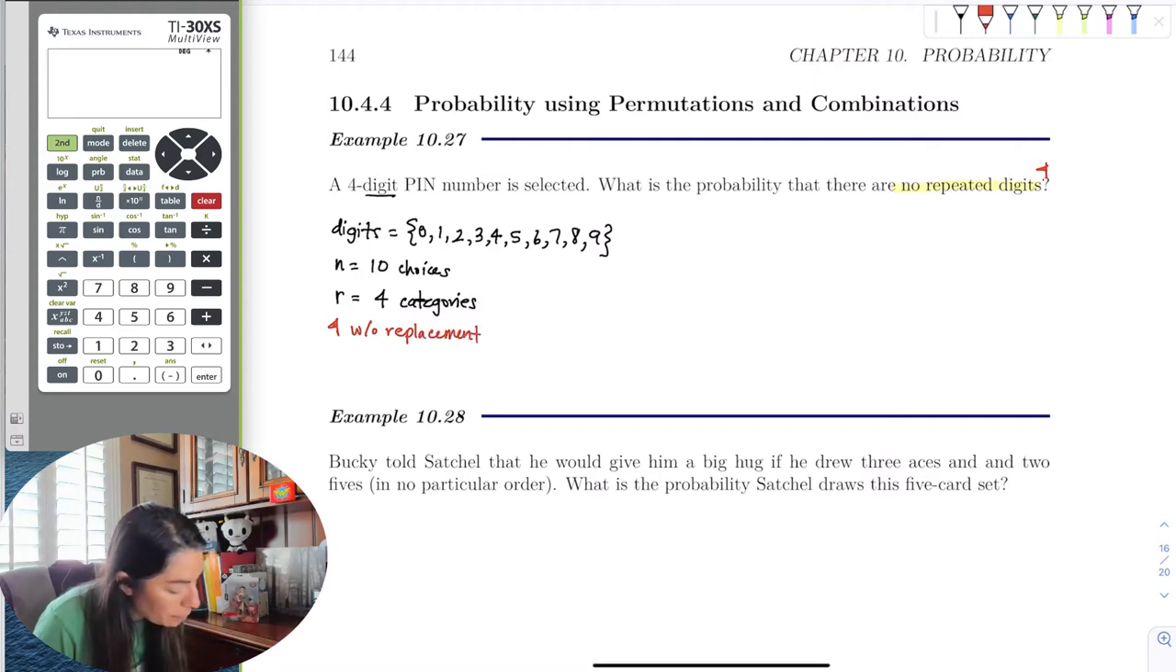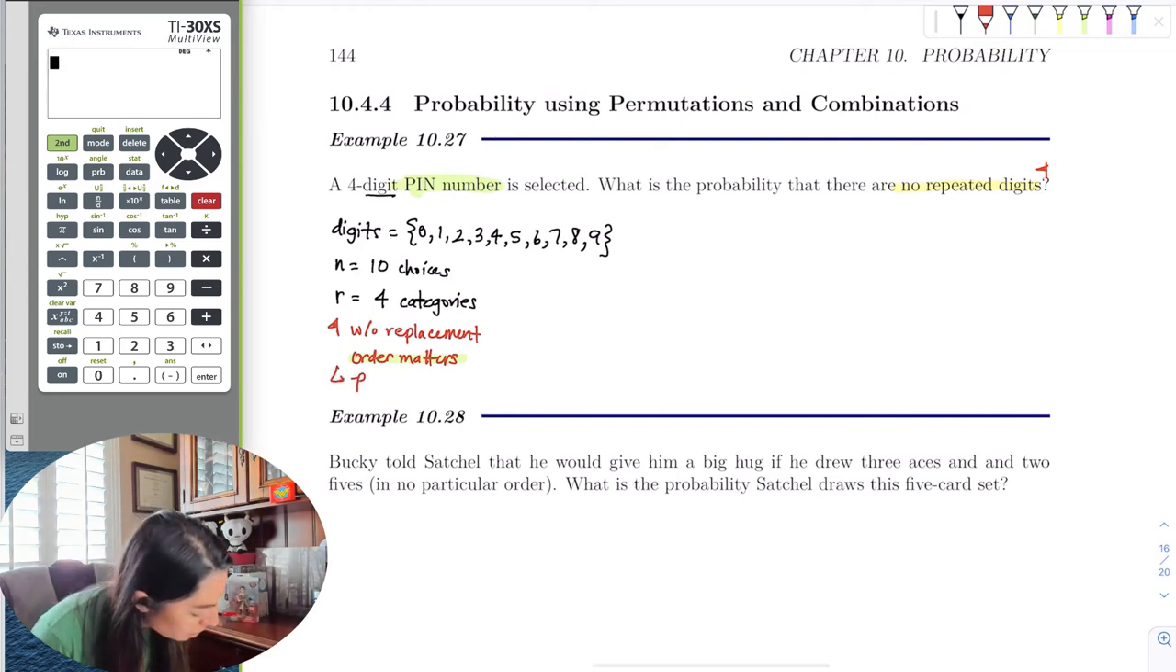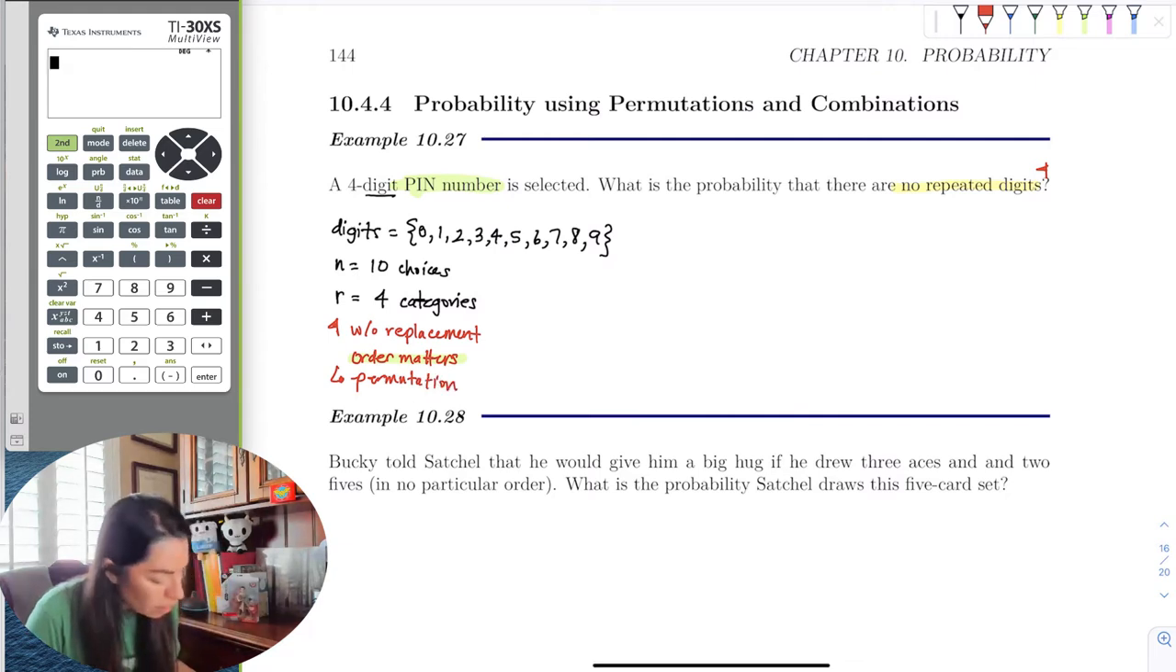And the fact that it's a PIN number, meaning a password, means that order matters. So we have choices, we have categories, we have without replacement, we have order matters. This is going to be an order-matters, permutation problem. So we know now this is going to be a permutation. Now that we have that, let's go ahead and find the probability.